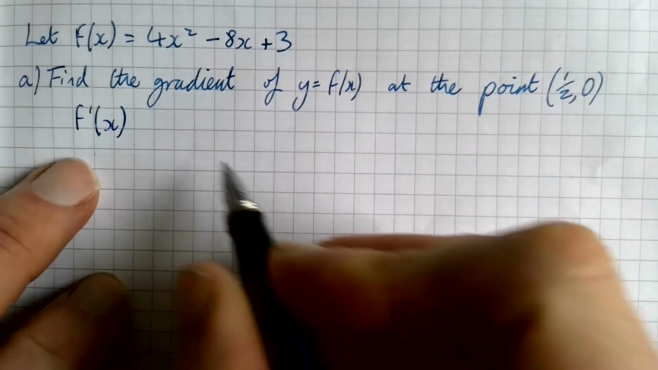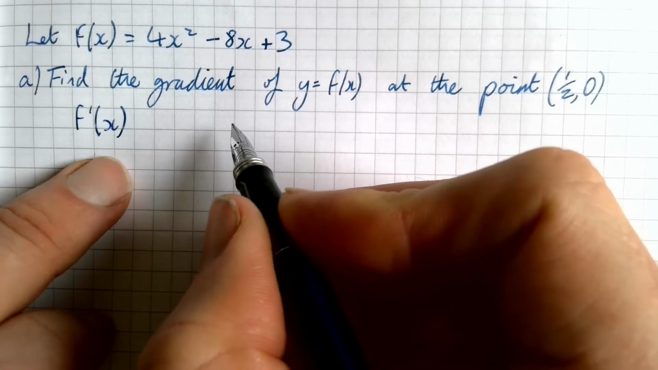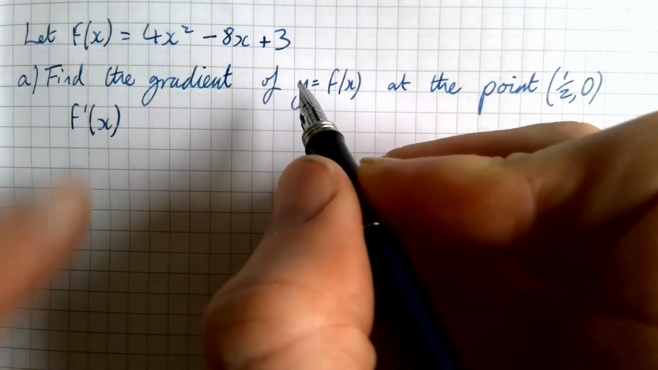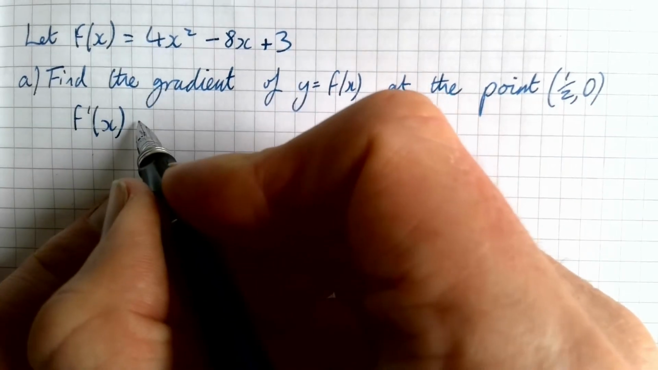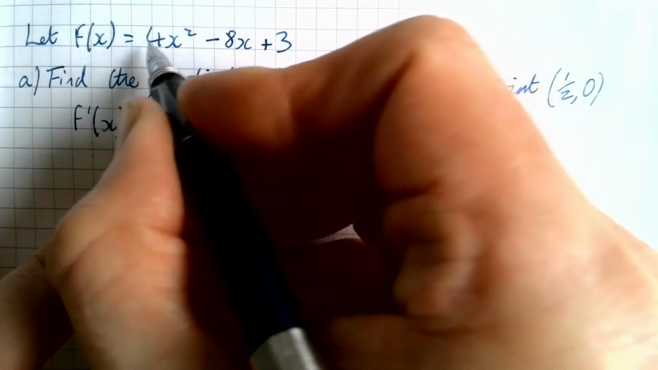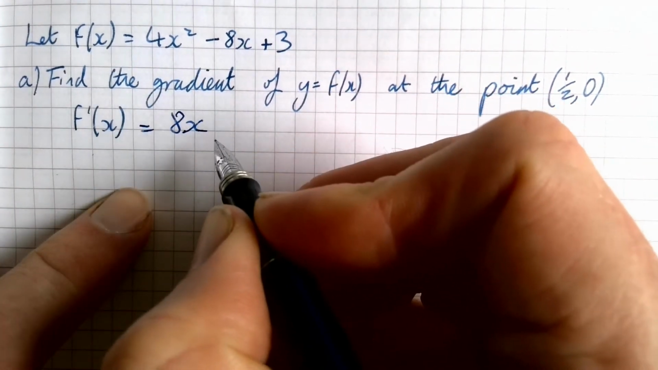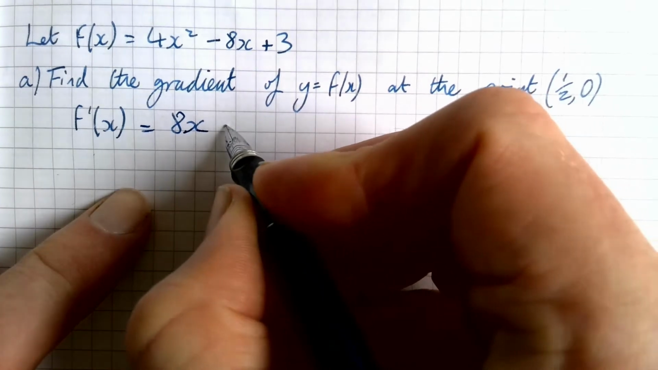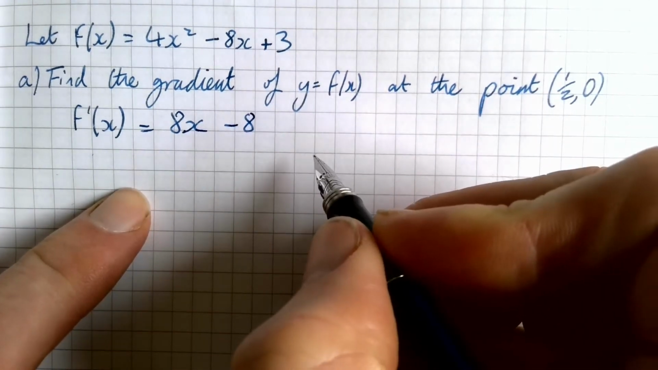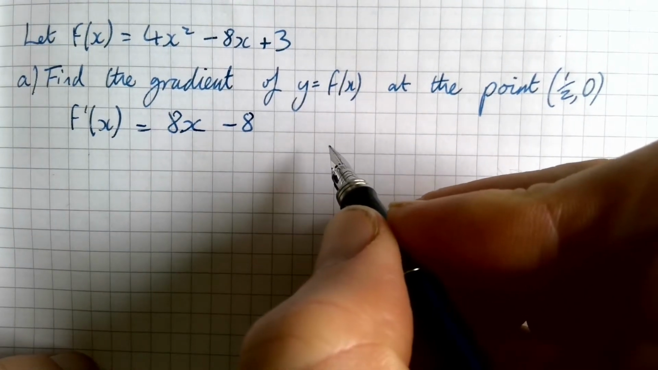So I can do that using f dash x or using dy over dx. Remember, try to alternate between them if you've got a choice in the question between the two, because it just helps you get used to it. So first of all, 2 times 4 is 8. Drop the power to 1. X's, we just keep the coefficient, and the plus 3 disappears.